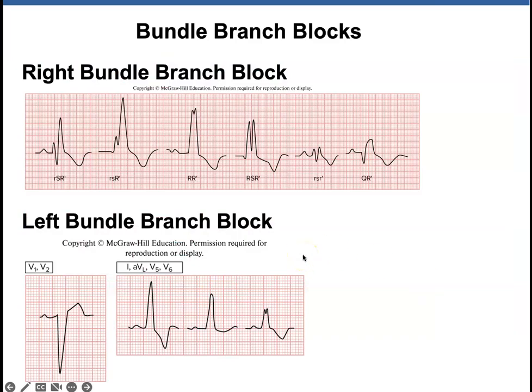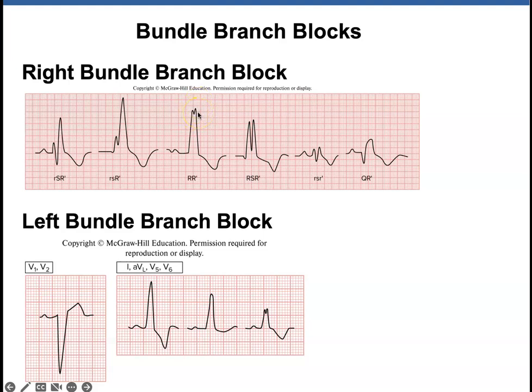Then bundle branch blocks. This is what happens when you go to left and right bundle branch. And what you'll see are these funky looking little bunny ears. And what you're seeing is actually two R waves. That is indicative that the ventricles did not beat at the same time. So the ventricle that depolarized first is right here, and the one that depolarized second is right here.